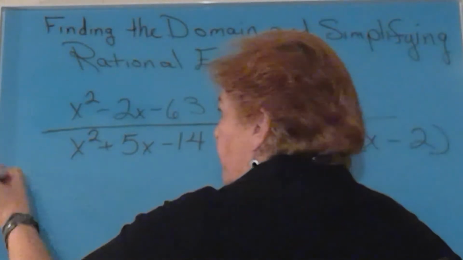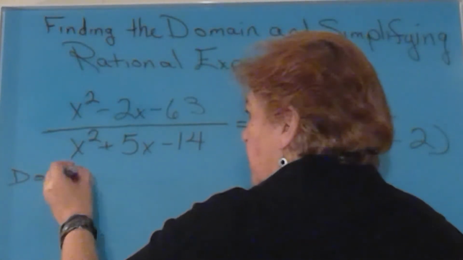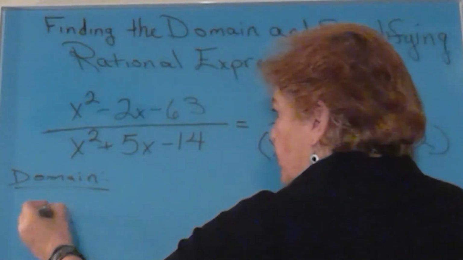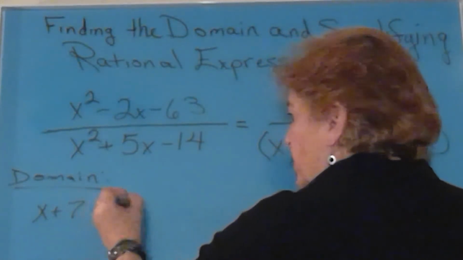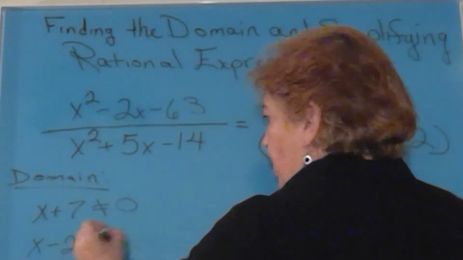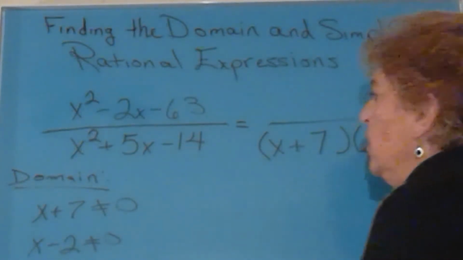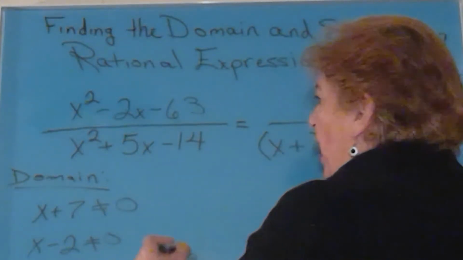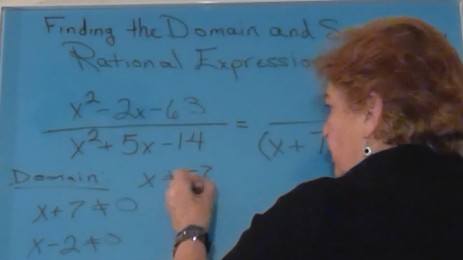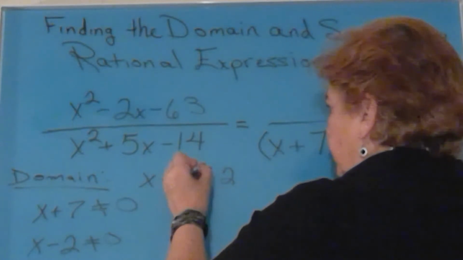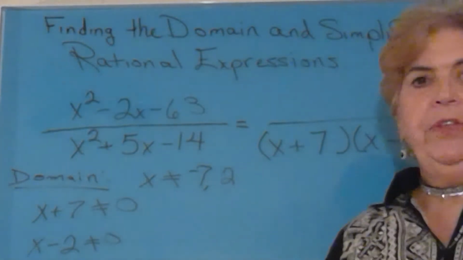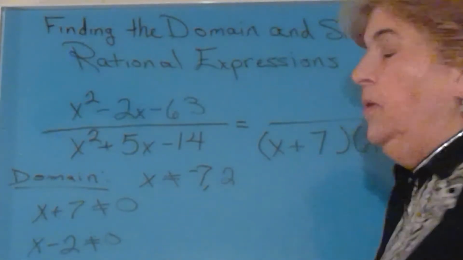Now, to find the domain, it is everything as long as x plus 7 is not equal to 0 and x minus 2 is not equal to 0. So the domain would be all numbers as long as x is not equal to -7 or 2. That would be the only thing that you could not have in the domain, because that would give you a 0 in the denominator.